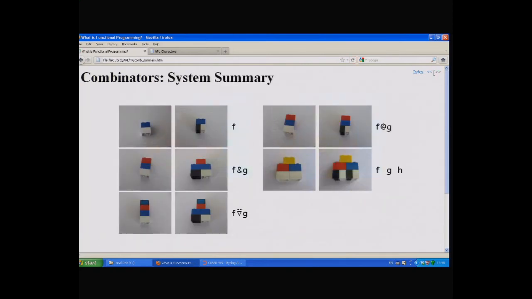So here's the system summary. Monadic and dyadic. Composition, duality or under, atop, and fork. Over to you, John.